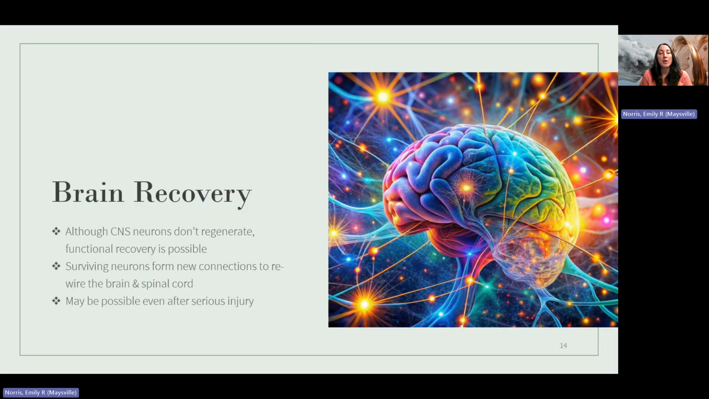Brain recovery. So although the central nervous system, those neurons do not regenerate, there is a possibility of functional recovery after brain injury. So what happens is the surviving neurons actually just take on new tasks. They rewire to work on areas of the brain or spinal cord that they typically would not control. So they kind of sprout out and start affecting or controlling or getting sensation from more areas than they previously did.